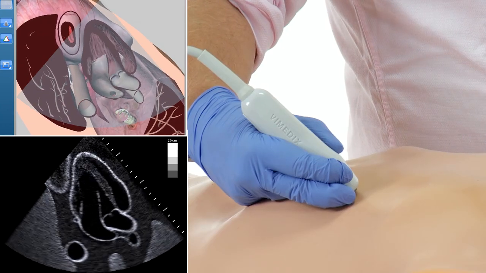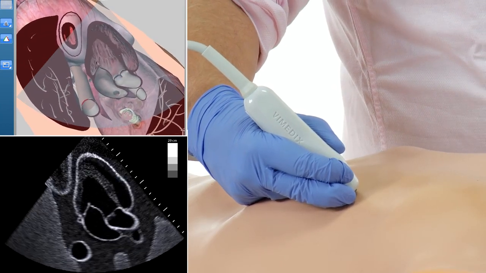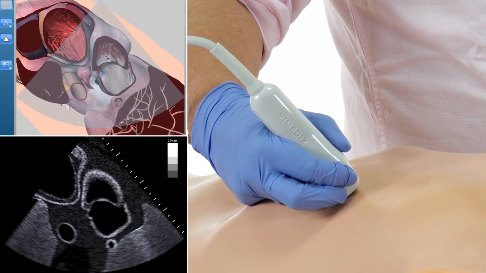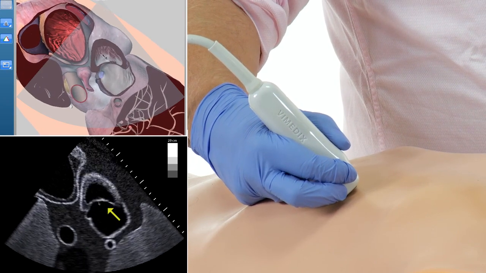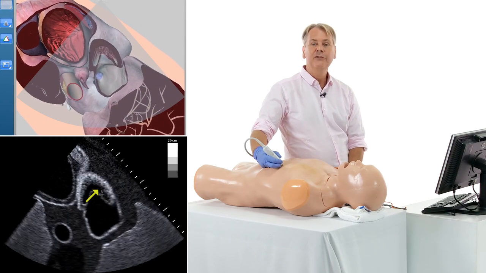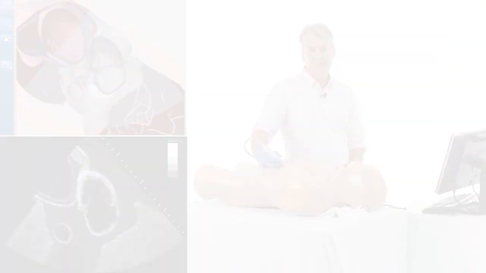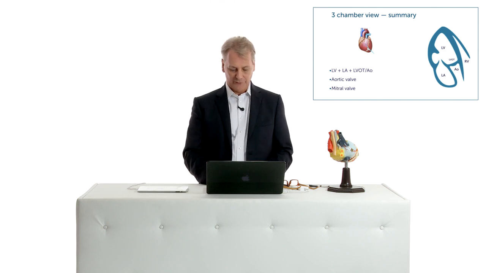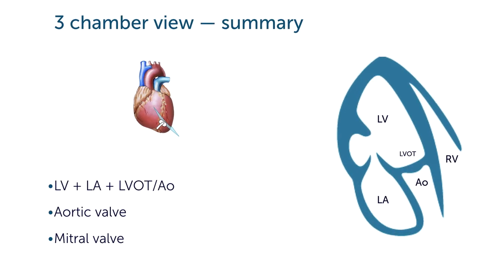Now, if you tilt the transducer a little bit, then you will see a view that is very infrequently performed, but which I think is very helpful if you want to look at the tricuspid valve. Take a look at this view. This is the tricuspid valve, and here you will very frequently get a very good signal if you want to quantify pulmonary hypertension. To summarize the apical long-axis view or three-chamber view, here are the structures that you can appreciate here. You'll see the left ventricle, the left atrium, the left ventricular outflow tract, the aorta, and also some parts of the right ventricle, as well as the aortic and the mitral valve.